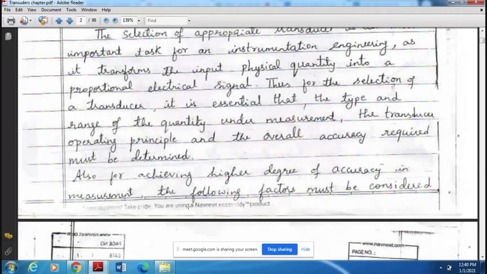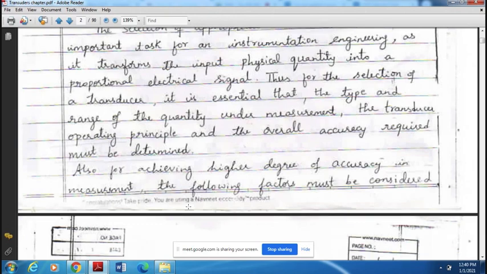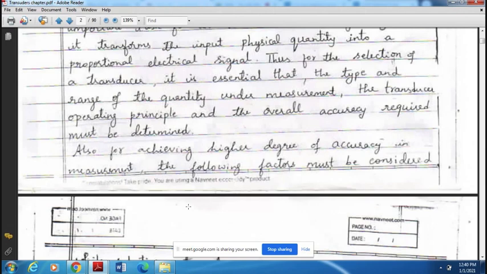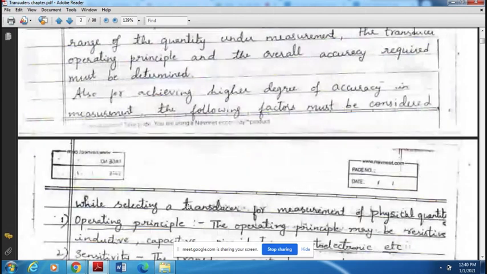So firstly, we have to look into what type of operating principle it has. Okay, the very first point is operating principle. First, let us look into the operating principle of the transducer. The operating principle of a transducer might be resistive, inductive, or capacitive. Based on the application we are using it for, we are going to classify this transducer. So we have to look into the operating principle and select. There are different operating principles of the transducer, that is, either resistive, capacitive, or inductive.